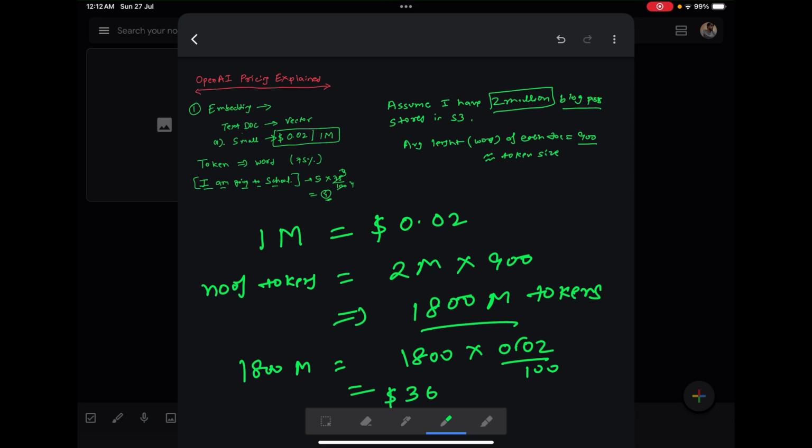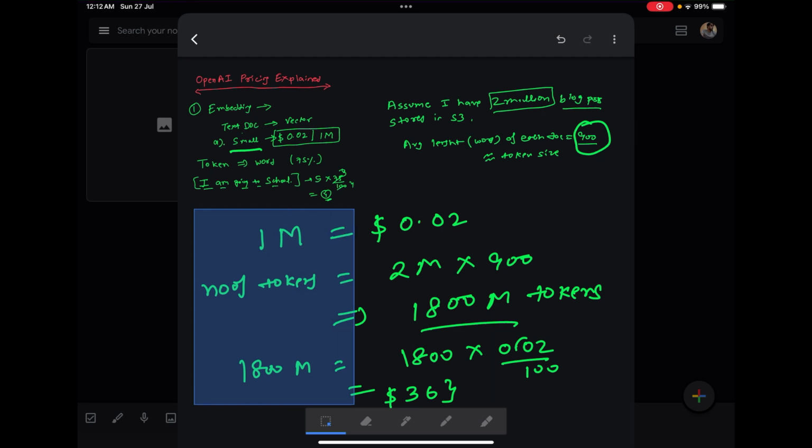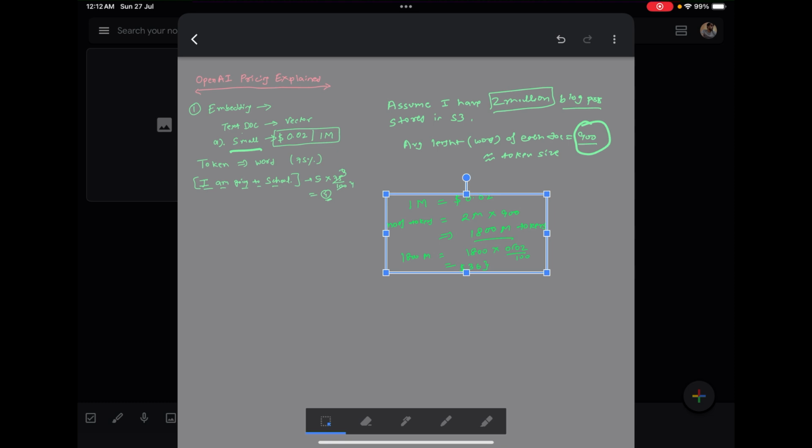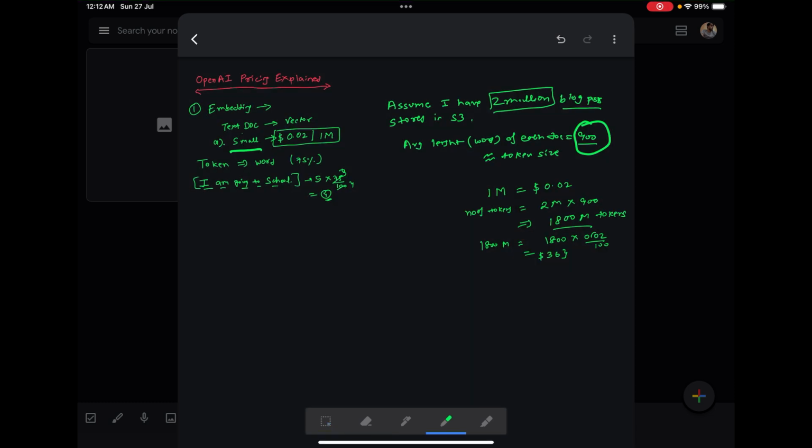Okay, it means that if my average blog size is 900, then approximately I am looking at about the cost of $36 for embedding my 2 million documents using the small embedding model provided by OpenAI. Okay, so you can take the screenshot if you want to understand it further, but let's put it aside now.